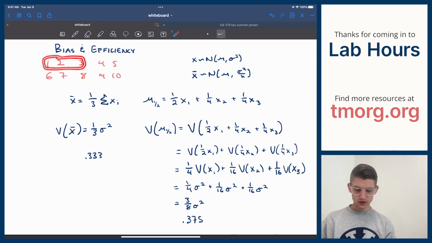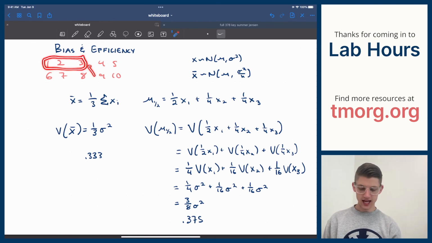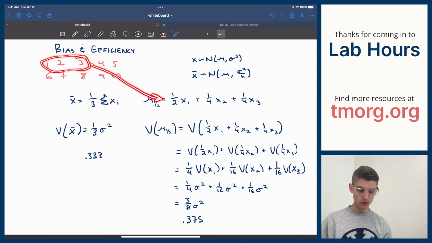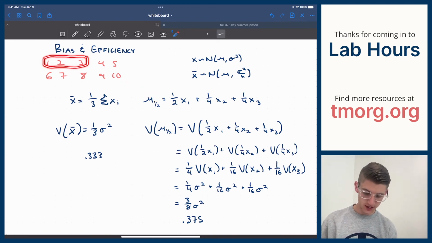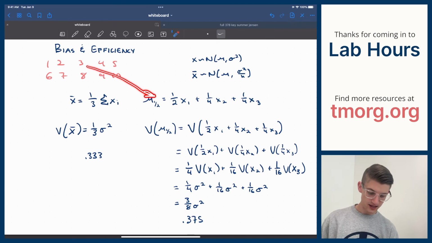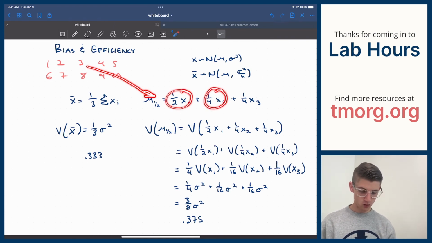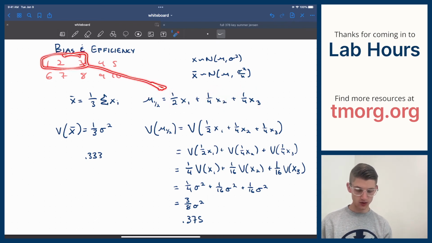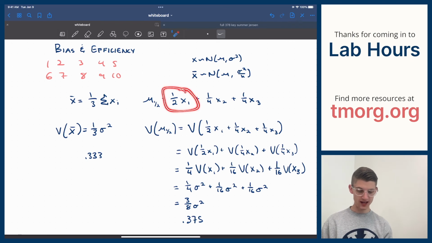If I gave you 1, 2, 3, x bar would give you 2. If I gave you 3, 2, 1, x bar would give you 2. If I gave you 1, 2, 3, though, what would mu 1/2 give you? It would give you 1/2 plus 1/2 plus 3/4. It would give you 1 3/4. But what if I give you 3, 2, 1 instead? That would give you 1.5 plus 1/2 plus 1/4, or 2 1/4. So even with the same numbers, you would get a different mu 1/2 estimate because this weighting is different based on the order of observations.